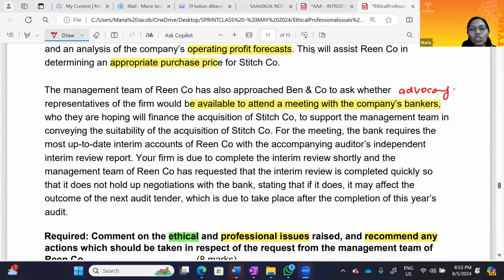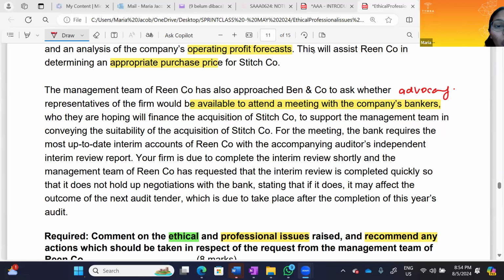You have to make it clear to the banker that I can only answer questions with regards to the due diligence service that I've provided, but I cannot tell you whether this is a suitable target or whether it's going to be profitable. I can only give you the outcome of my due diligence. We have to make this very clear to the banker so we can reduce the advocacy threat. So we should discuss the point; we cannot just straight away say it is definitely prohibited.